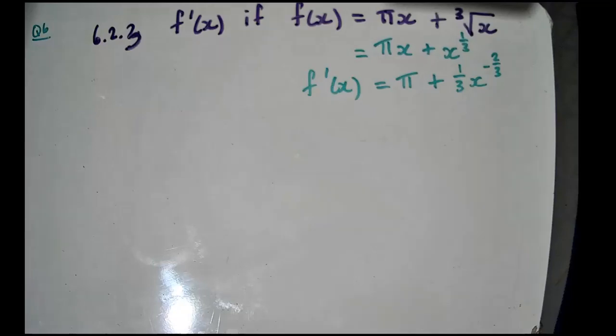Writing that in a more simplified manner, it'll be 1 over 3. Right? X is in the denominator. It's the cube root of x to the power 2. Right? And that's the simplest form of writing the answer.